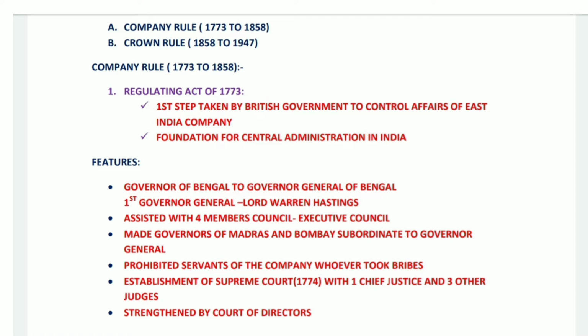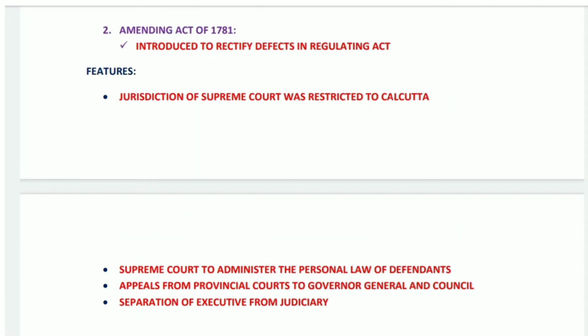So, by seeing all these, we can clearly say that for the first time, political and administrative functions of the company were recognized. And after this Regulating Act of 1773, the Amending Act of 1781 was introduced to rectify the defects in the Regulating Act. So, under this Amending Act, jurisdiction of the Supreme Court was restricted to Calcutta, and it also wanted the Supreme Court to administer personal law of defendants, that is Hindus were tried according to Hindu law and Muslims were tried according to Mohammedan law.